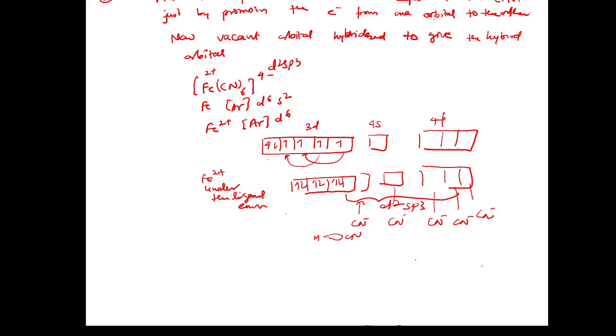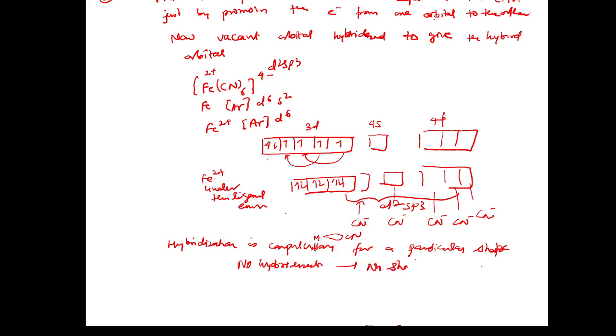So the important point to note is that this hybridization is compulsory for a particular shape. No hybridization means no shape. And the third point is that it explains the magnetic property.